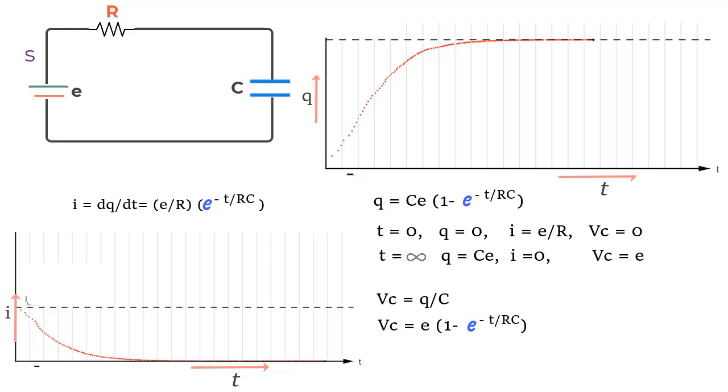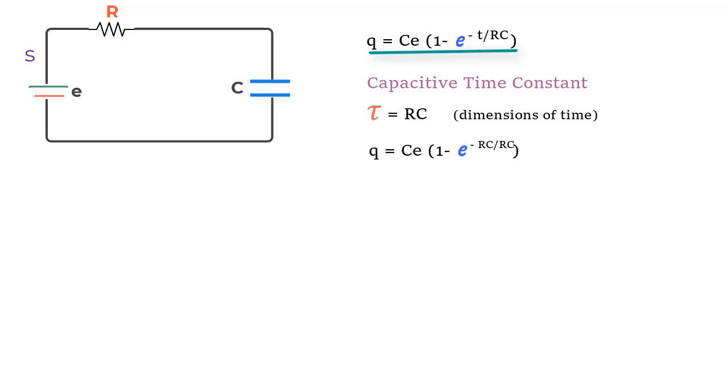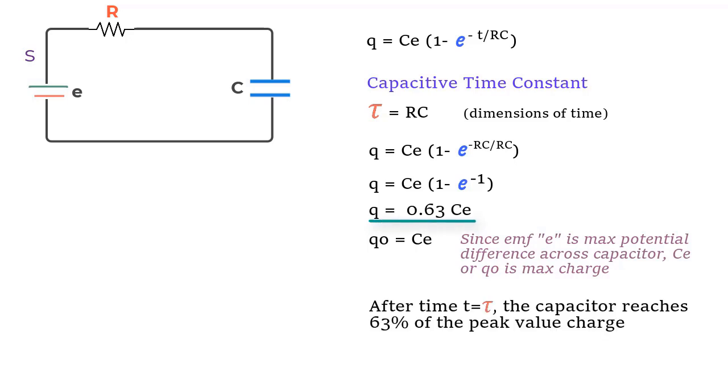Now, when dealing with RC circuits, we often use the term capacitive time constant, and the symbol used to represent it is tau and is nothing but the product RC that has dimensions of time. So the idea here is that if we wait for time t equal to tau and put t value as tau in this equation, the charge on the initially uncharged capacitor would have increased from 0 to 0.63 C times the EMF. Then it means that this is 63% of the full charge, or we can say that after time t equal to tau, the capacitor reaches 63% of the peak value.